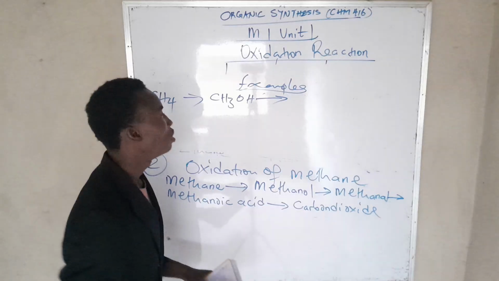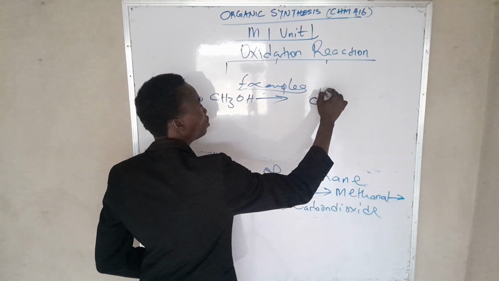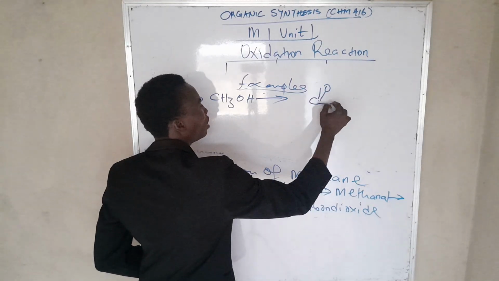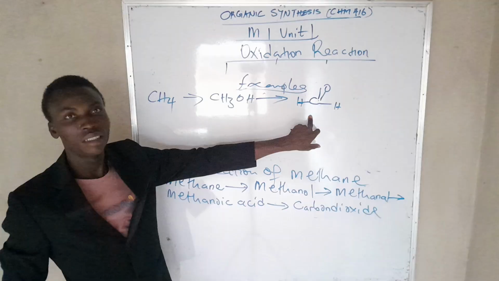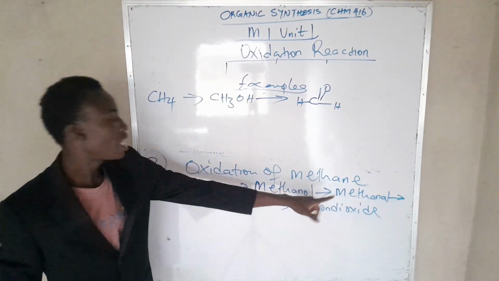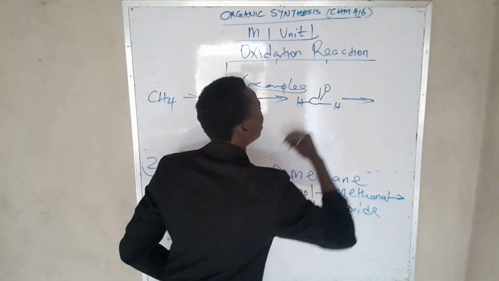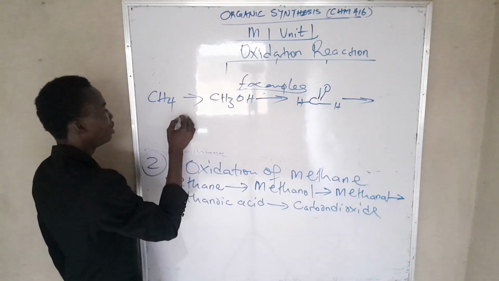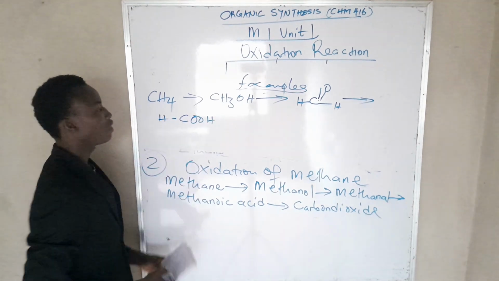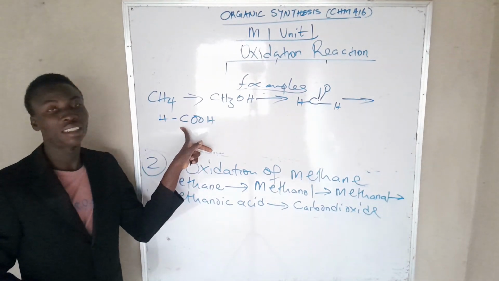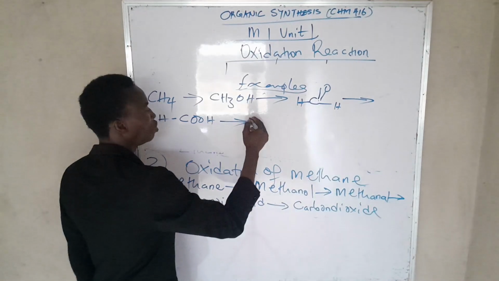It will change to what we call methanal, where we are going to have C, a double bond to O, and H here, and H in this place. This is the methanal that we have there. Then, after the methanal, it changes to what we call methanoic acid. For the methanoic acid, here we are going to have C followed by OOH, and put another H here. And eventually, it changes to CO2.